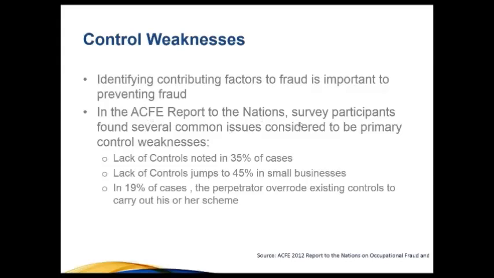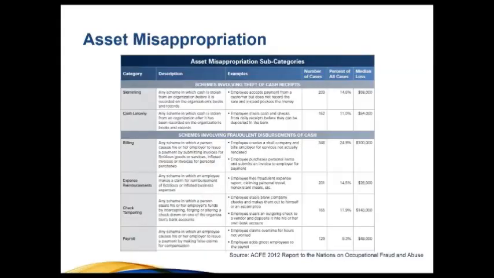In the Report to the Nation surveys, there were several common areas where the control weaknesses have been seen. Lack of controls, which was 35%, lack of controls jumped to 45% in smaller business, and 19% of cases were overriding existing controls to accommodate the fraudsters' needs and see how they could bring that into the schema of things. And where we actually really noticed, and this is through experience of providing consulting services as well as implementation for our clients, we've actually seen them in various different ways.